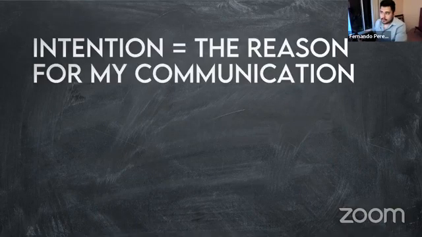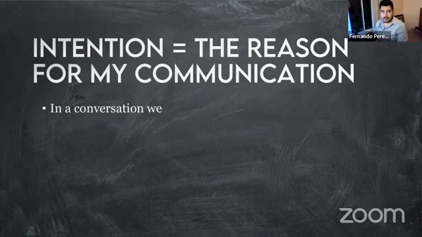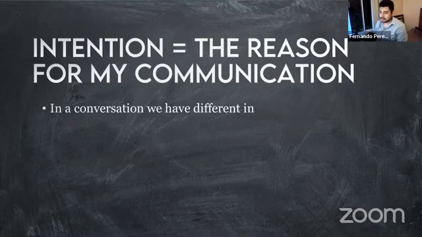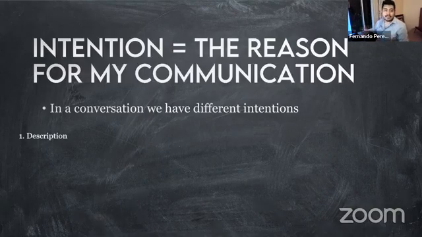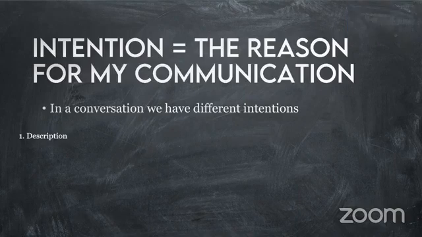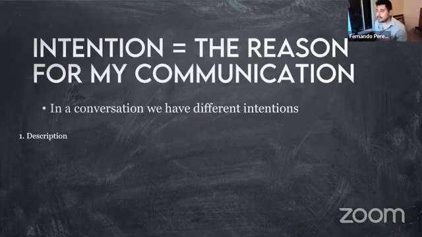When we speak in a normal conversation, we have different intentions. For example, the intentions that you have seen in the past was number one, intention number one, a description. What is the intention of a description? Or what is the verb for a description? How do you form a sentence of descriptions? Who remembers? Use the verb to be. Exactly. When you want to describe something, we use the verb be.